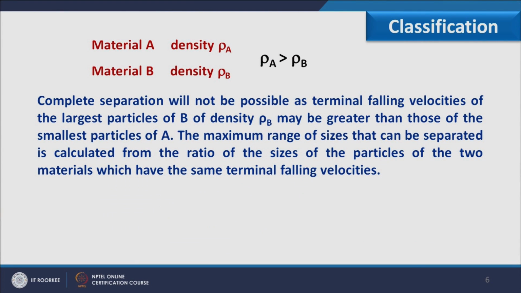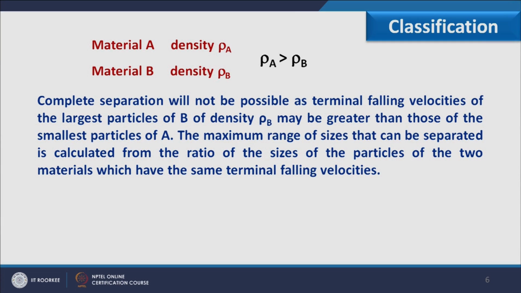So, the maximum range of sizes that can be separated is calculated from the ratio of sizes of the particles of two materials which have the same terminal falling velocity, and this concept we will also discuss in a worked example, and then it will be clear more easily.